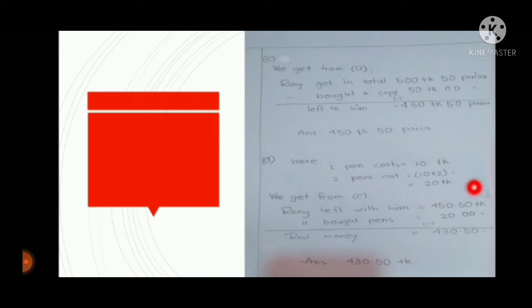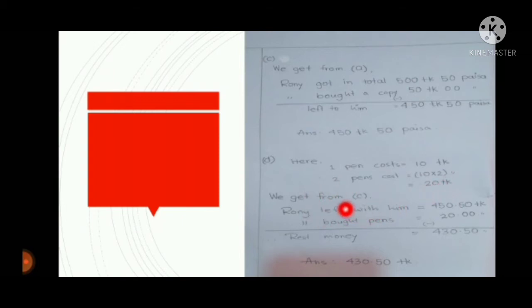Okay, number D. Ronnie bought 2 pens which cost 10 taka per piece. So we have to find out the money. That means here we can write 1 pen costs 10 taka and 2 pens cost 10 into 2. That means 20 taka.